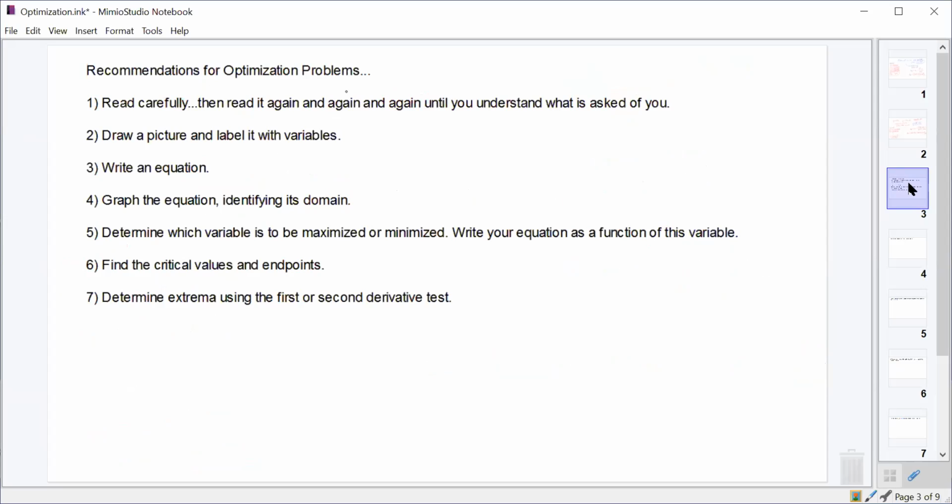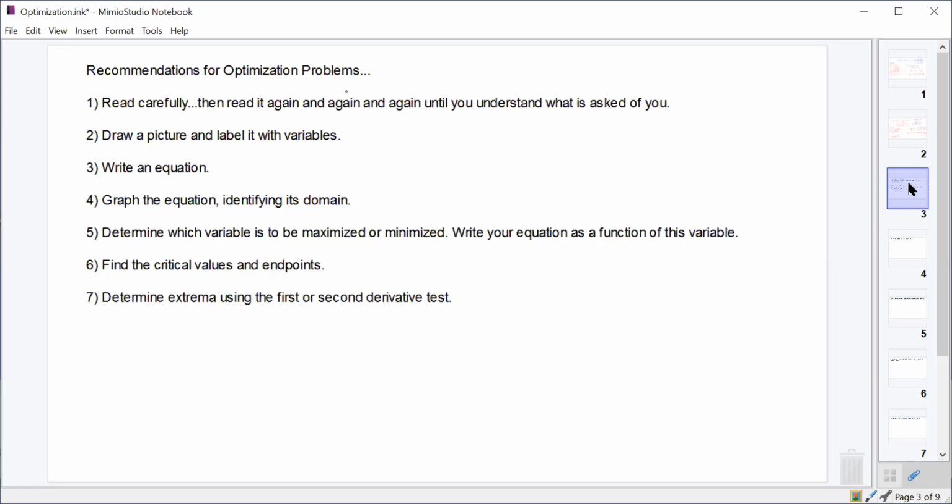Or if I'm looking for the minimum cost for me to do whatever I'm trying to do, that would be an optimization problem. Or I'm looking for the maximum volume that a container could have given some other constraints, that's an optimization problem.